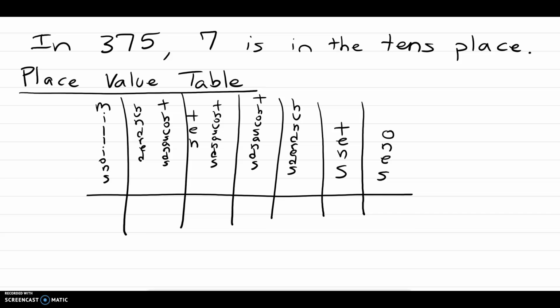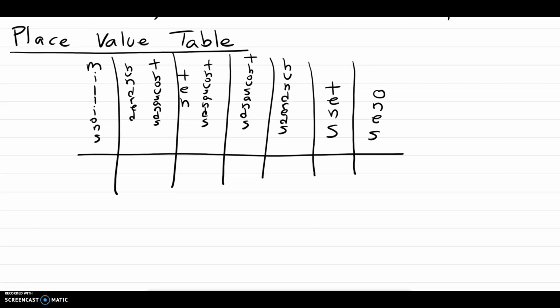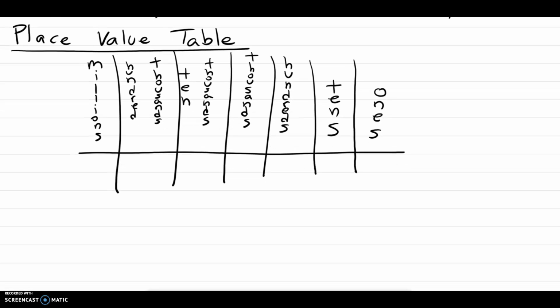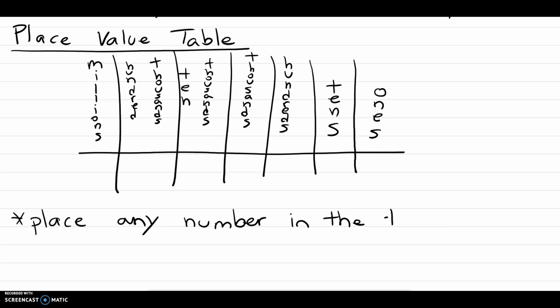So when you have a number and you're figuring out the place value, you can use the place value table to figure out which spot it goes with. So if you place any number in the table, you can identify the place value of each digit.